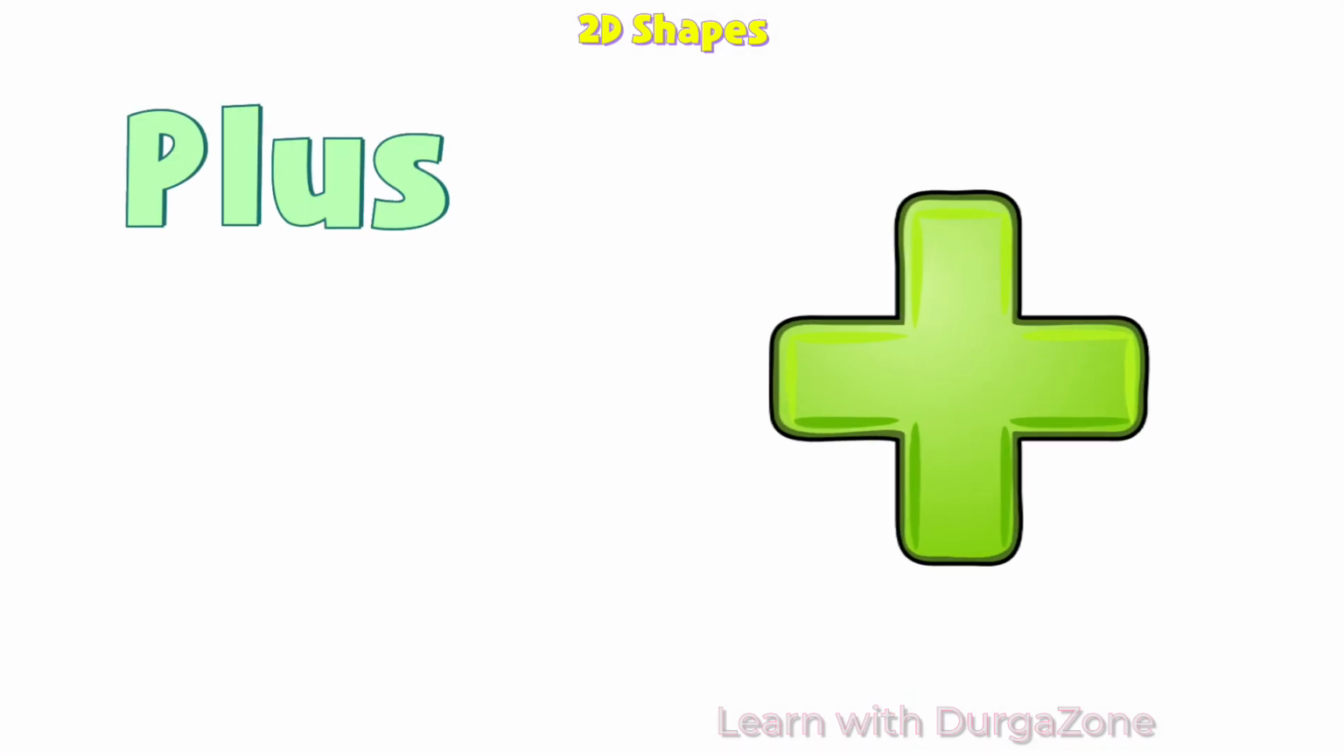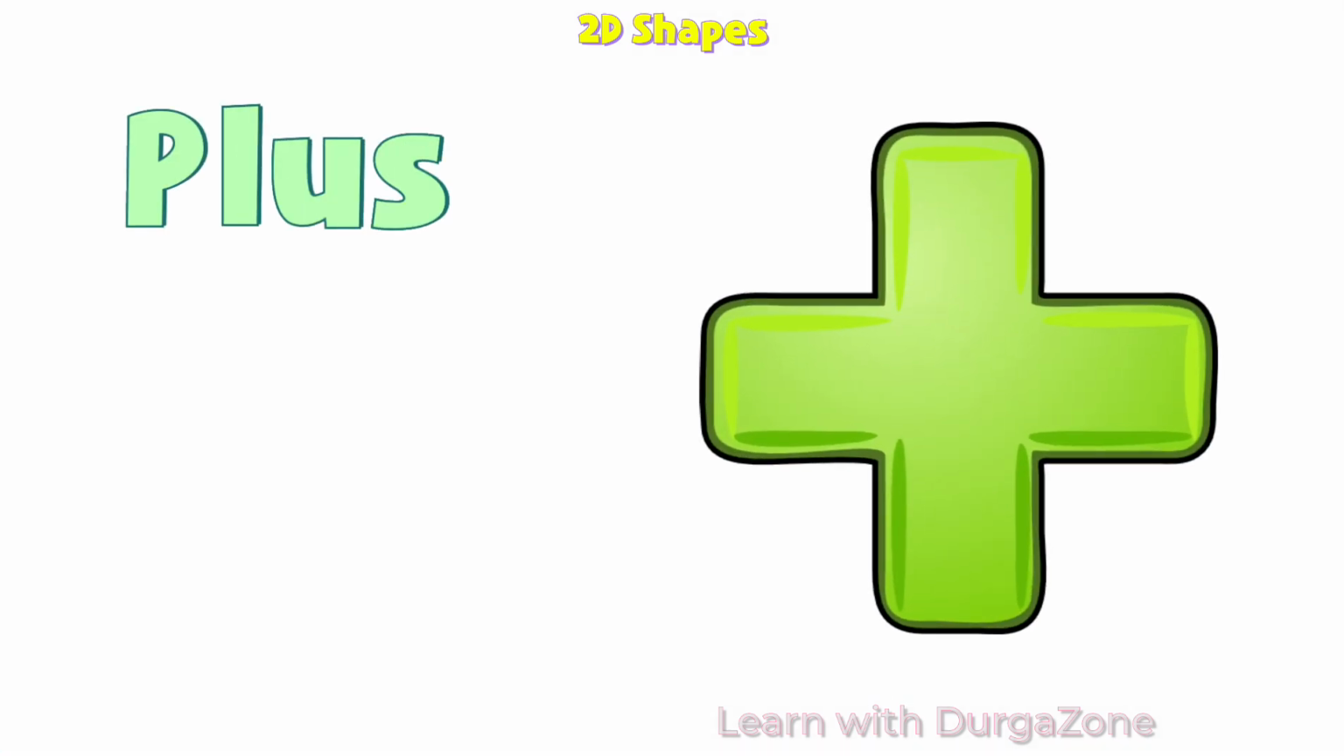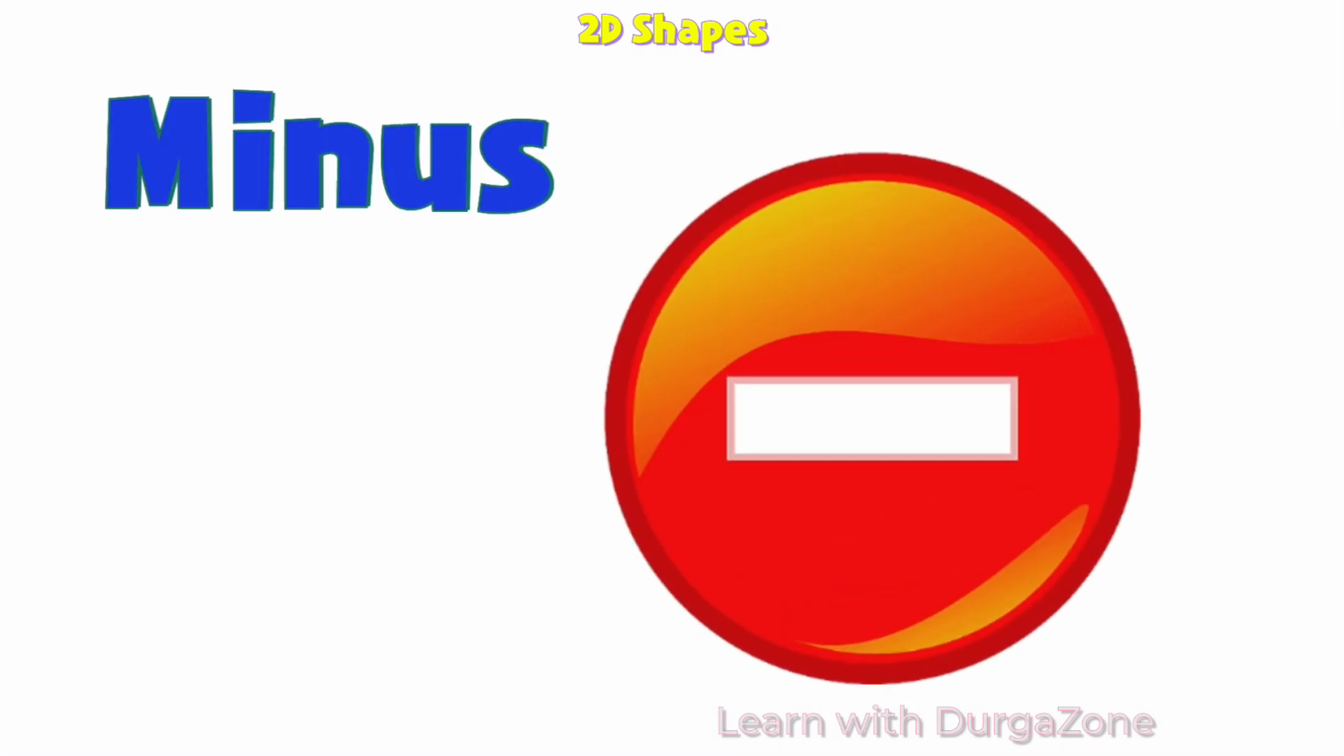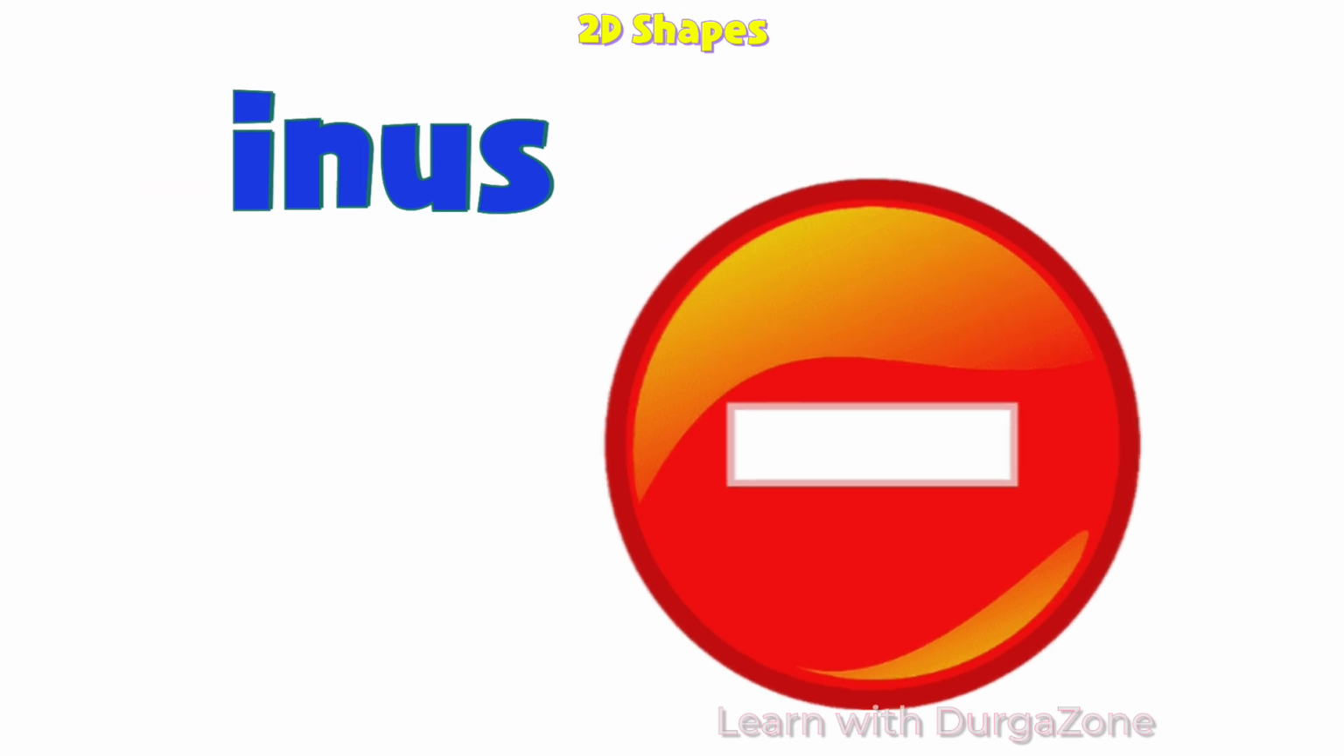Plus. This is a plus. This is also called add or two numbers addition symbol. Minus. This is a minus. This is a mathematical symbol and also called subtraction.